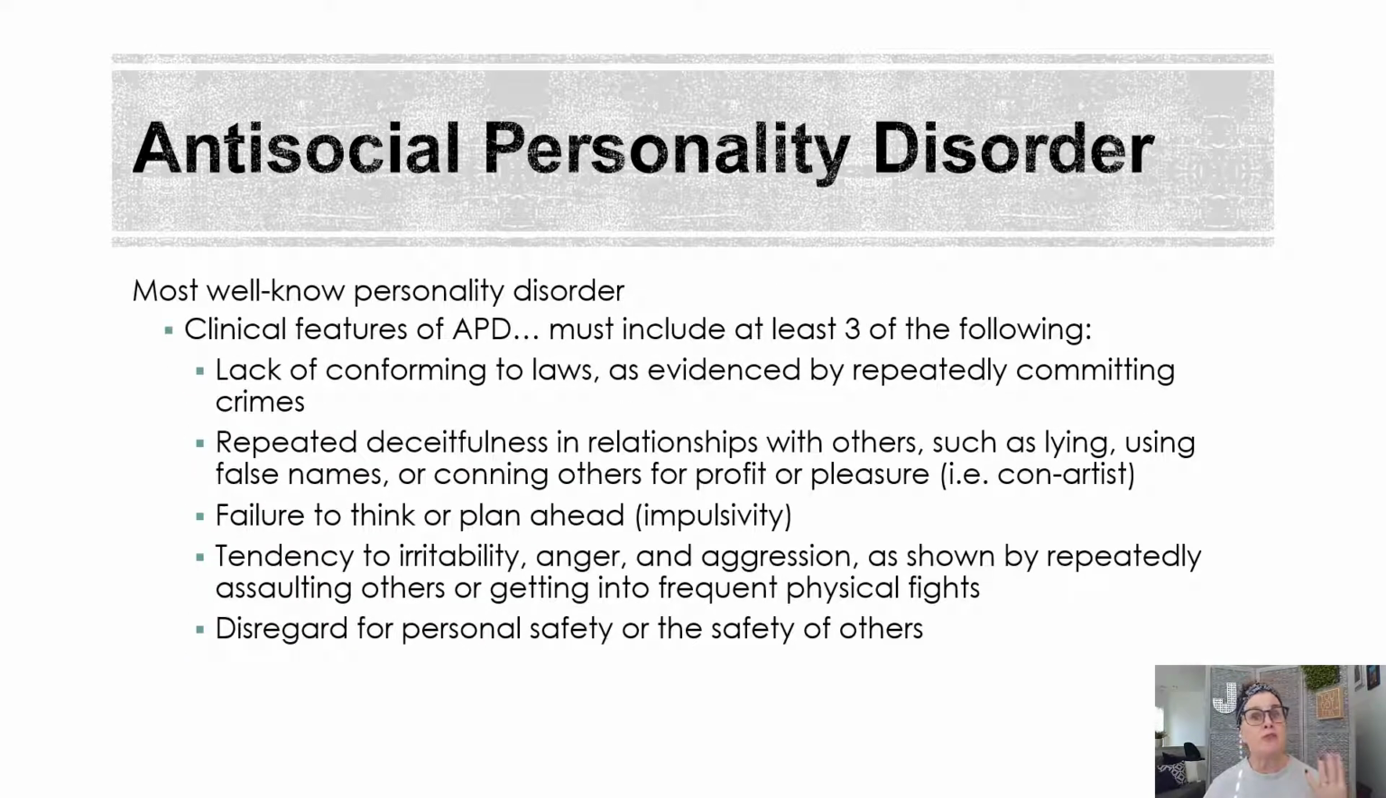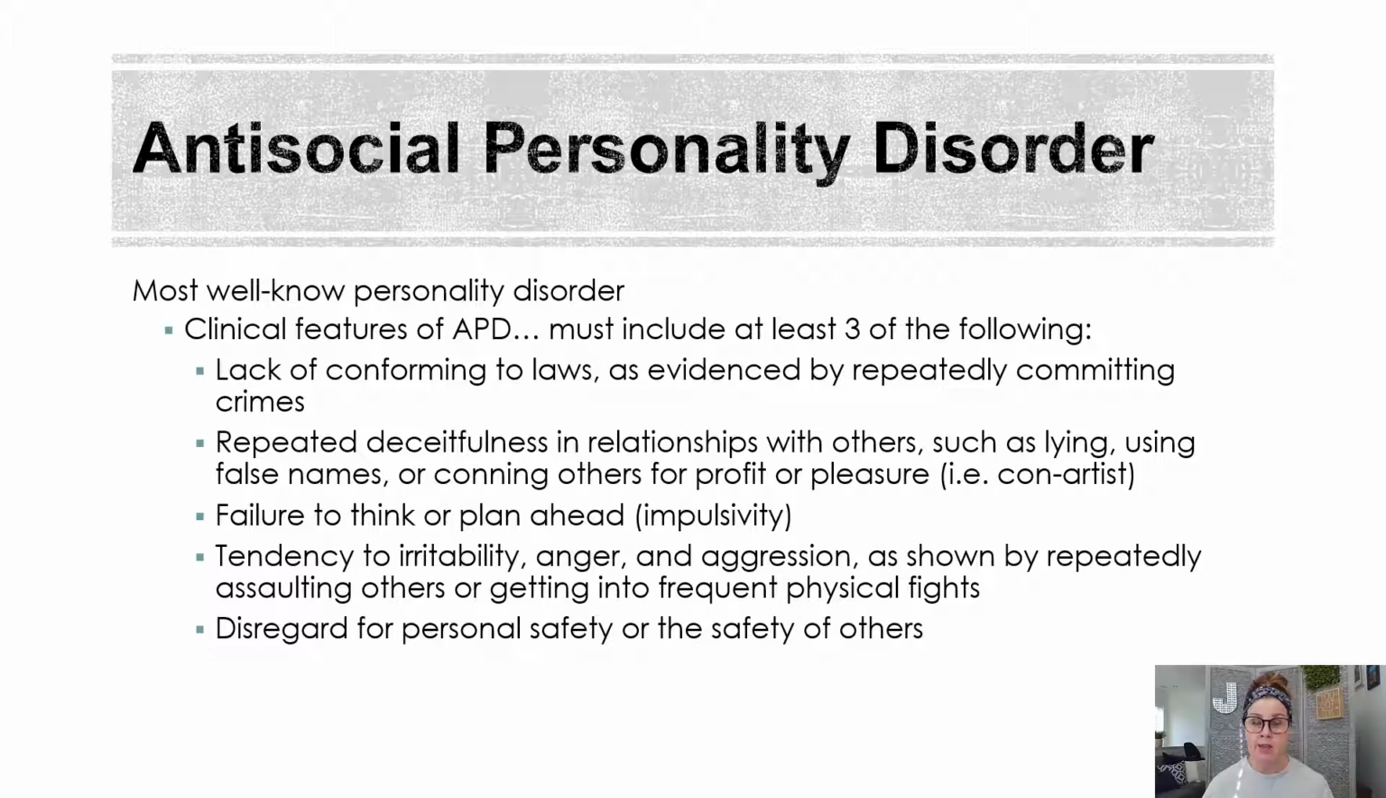Okay, and now there's a 4th one that goes in this cluster. I didn't have it on the original slide, but the 4th personality disorder for cluster B is what's known as antisocial personality disorder. And of all of them, this is probably the most well known. You can look here at these bullet points, and in order to be diagnosed, the clinical features must include 3 of the following: lack of conforming to laws. So they are very often committing crimes, and they have a history in the criminal justice system. Repeated deceitfulness in relationships. Okay, they lie.